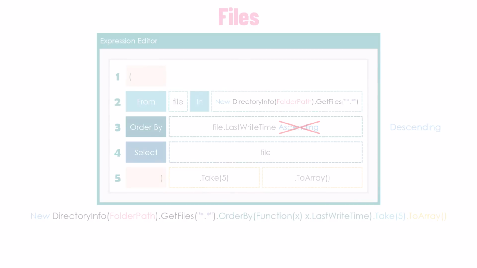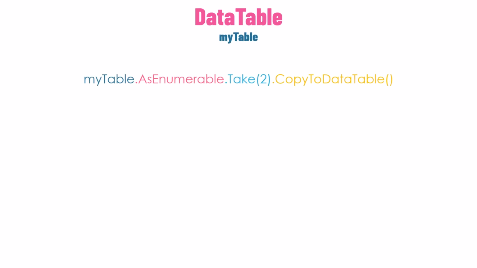Let's check another example about DataTable. Suppose I want to retrieve the first 2 rows from a data table, myTable. I can do that as follows. Only the data source with the take method. CopyToDataTable is used to convert the output sequence to a DataTable.